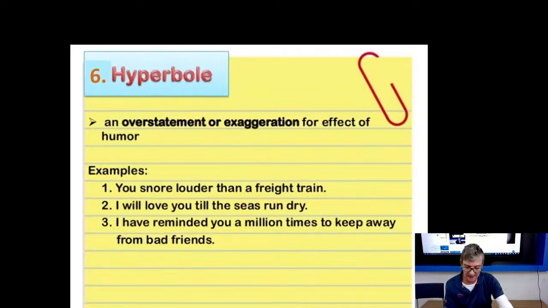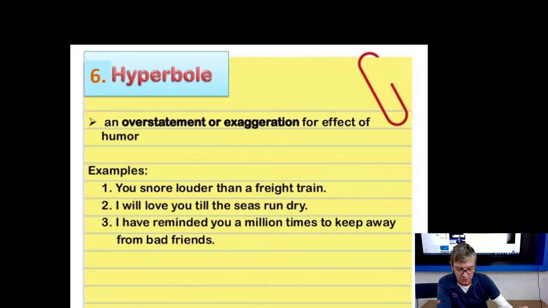Next one, how do you say this word? Hyperbole. Hyperbole is an overstatement or exaggeration. So it might be something like, I can't go to the party, I live 1,000,000 miles away. Right? 1,000,000 miles. So you're overstating something, exaggerating something to an extreme.